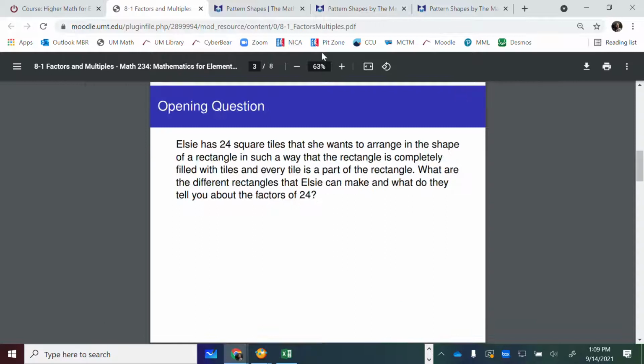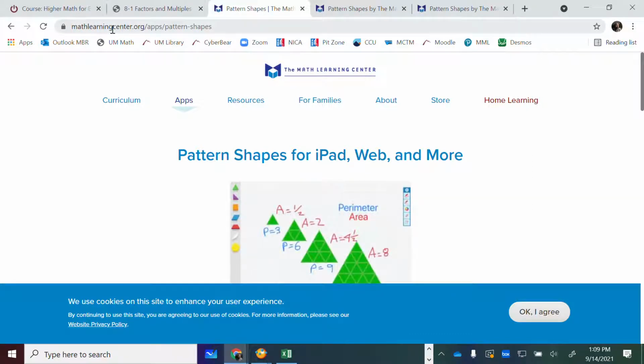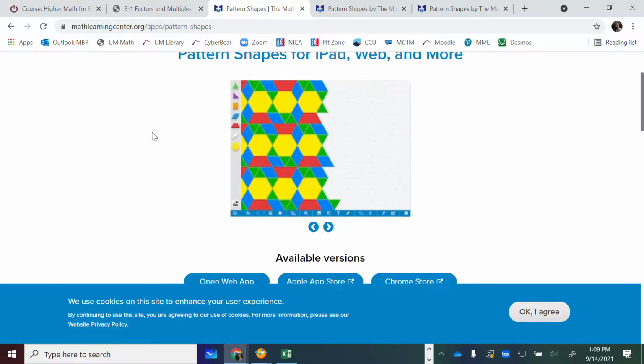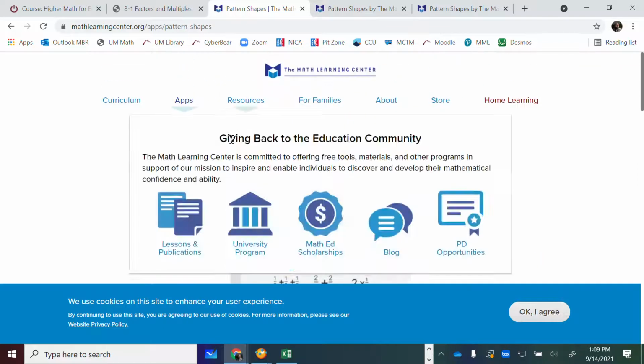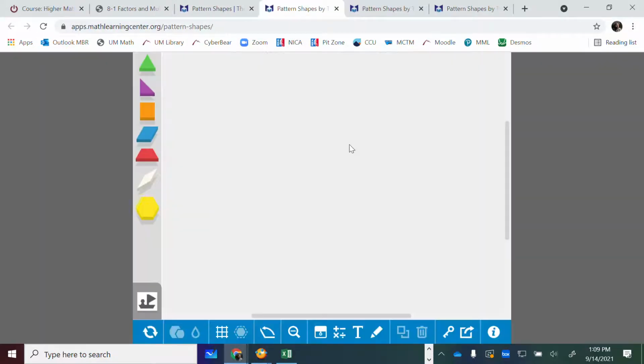I might suggest that there is a nice website that you could use. It's found at mathlearningcenter.org. If you go to mathlearningcenter.org, there are these apps, and there are things for pattern shapes there. I'll go ahead and open it up and show you the web app for pattern shapes. It just looks like this.